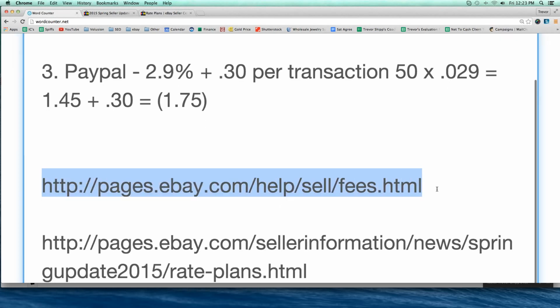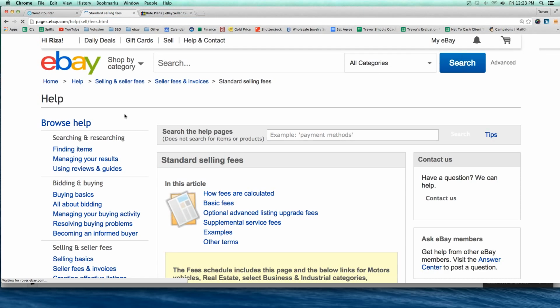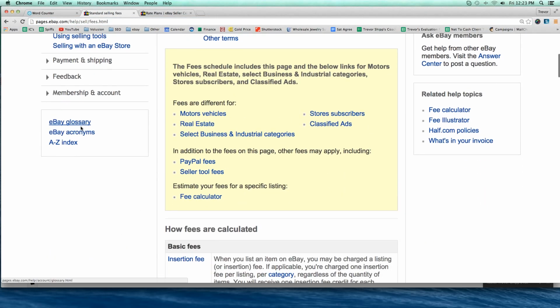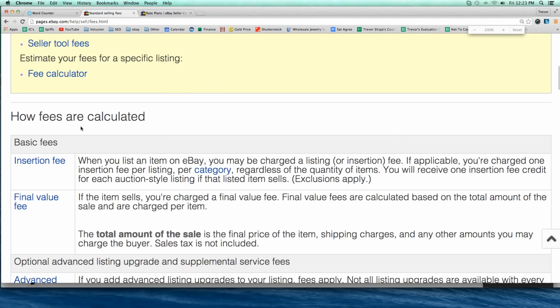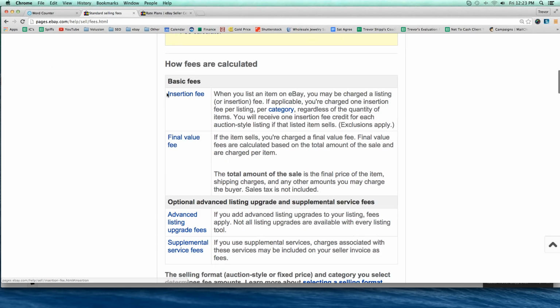All right, so let me show you these couple of web addresses real quick. Okay, this first one right here, pages.ebay.com/help/sell/fees.html. This has been completely updated as of today. I want to show you what this looks like. I'm going to paste it into my browser here. And it basically says what we just talked about, okay? But I want to show it to you. They talk about the insertion fee. It says when you list an item on eBay, you may be charged a listing or insertion fee. And it goes into more detail than we did.